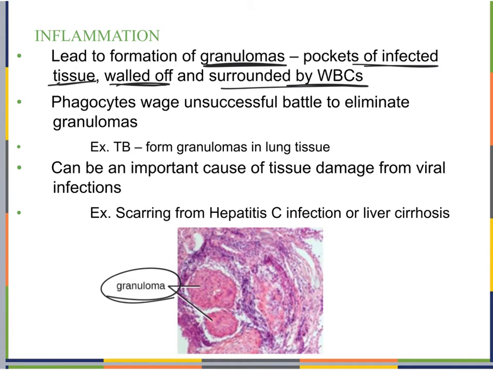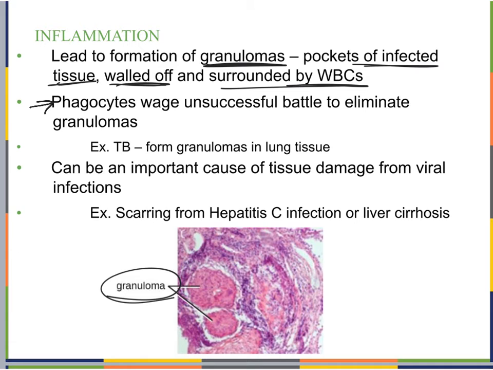So the white blood cells come along like they're expected to when there's a pathogen and lots of pathogens. And then these white blood cells come and they're trying to get rid of them. However, the phagocytes wage an unsuccessful battle to eliminate the granulomas. So if we have this pocket of tissue where we have lots of infection happening, it can be kind of separated and surrounded by white blood cells, and those white blood cells just can't handle the infection.